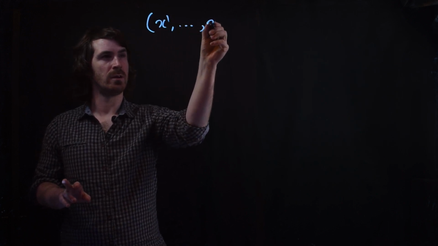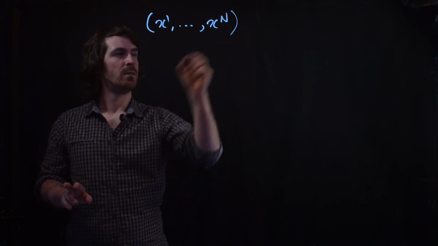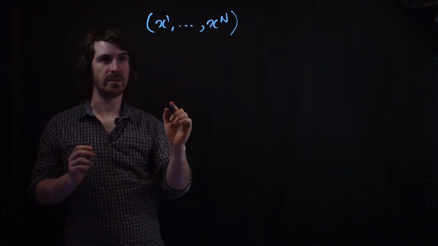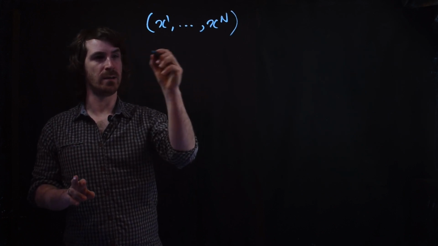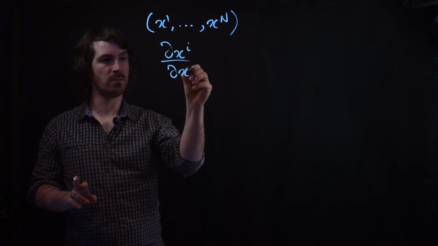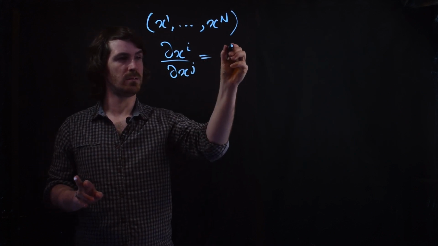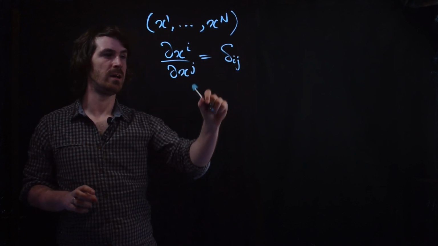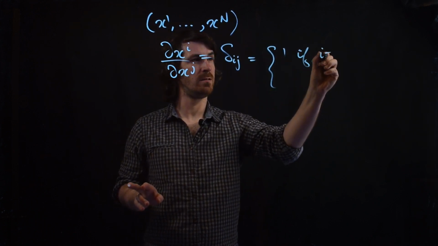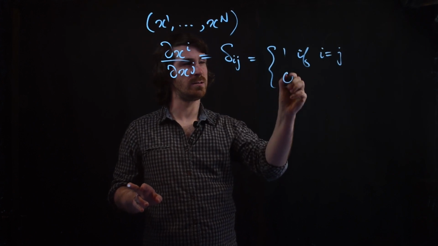Okay, so we've been introduced to n-dimensional space, and we're considering a set of n coordinates, x1 to xn. What we haven't said before is that it's important that these coordinates are independent, in the sense that the partial derivative of the ith coordinate with respect to the jth coordinate is a Kronecker delta. So it's delta ij, which hopefully you'll know is 1 if i equals j, so if it's the same coordinate, and 0 otherwise.